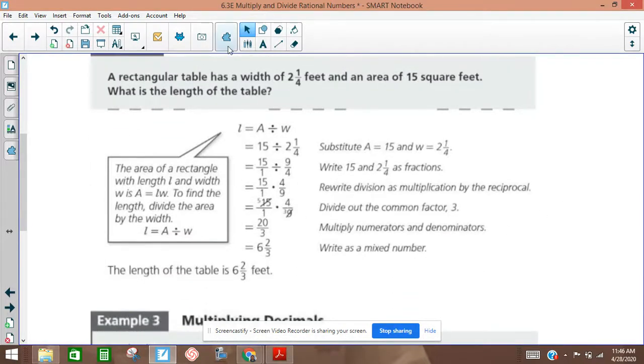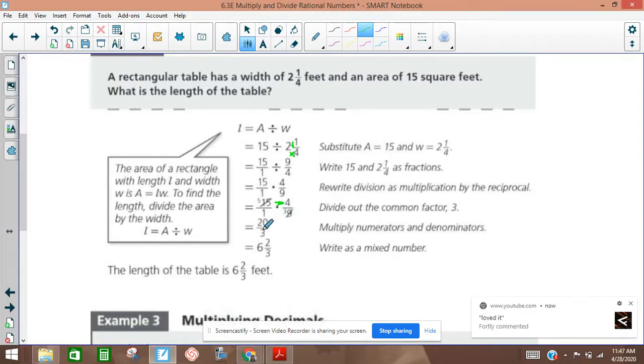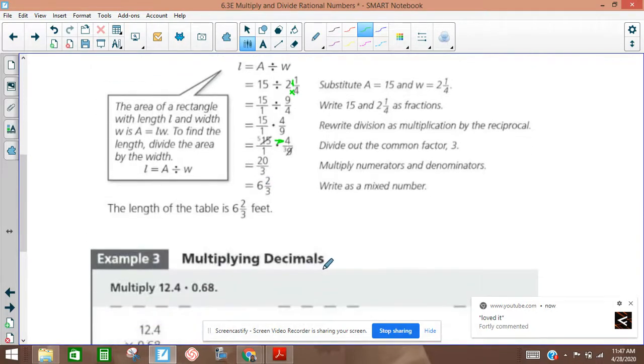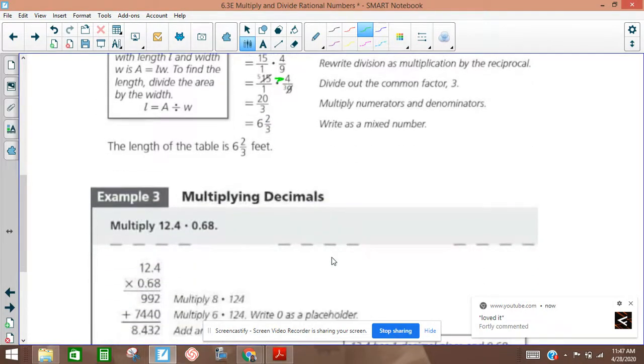In this case, apply the same rules. We need to do the keep change reciprocal, but before we do that, we need to change this mixed number into an improper fraction, and then multiply. You can simplify across. If you don't know how to simplify across, my recommendation is to just multiply straightforward, and then at the end simplify. And notice here 20 over 3. They did in and out, and they got 6 2/3. So there you have it.